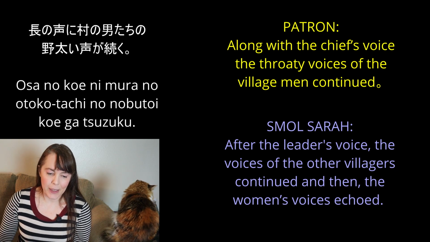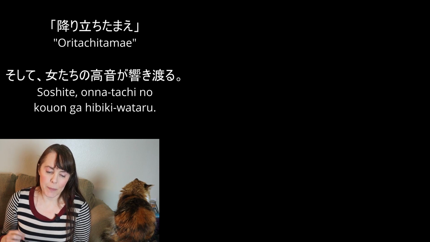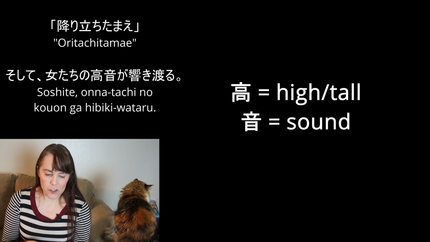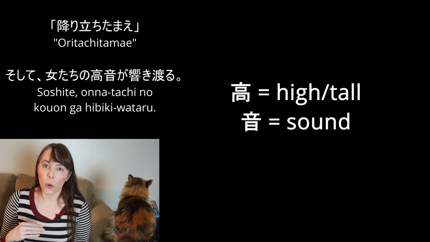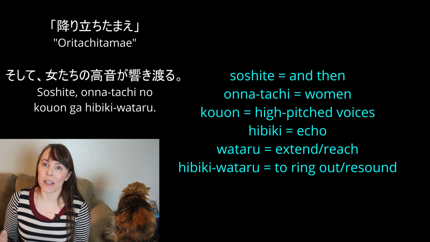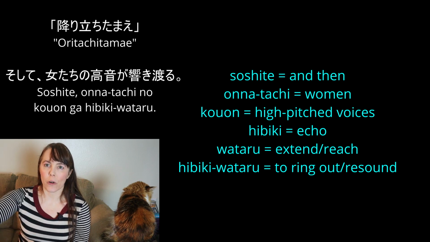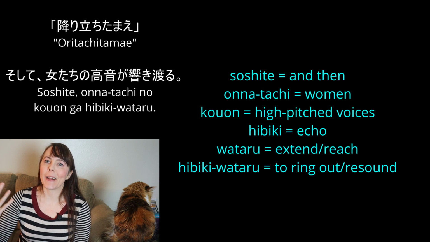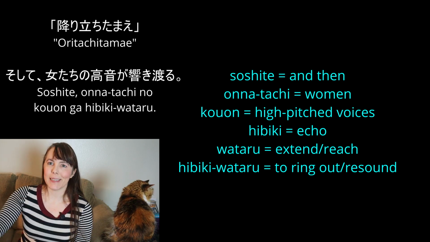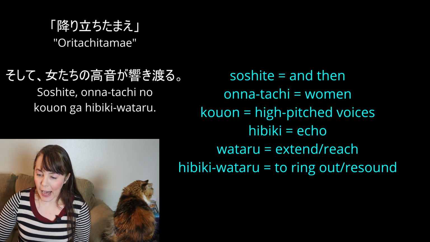So the next descriptive line, after yet another oritachi tamae, そして女たちの高音が響き渡る. So if you look at 高音, that kanji compound, again, it's two pretty elementary level kanji. It's high or tall, takai, and oto or ne, sound. So high sound. Hibiki wataru, again, that's two verbs smacked together. Hibiku is to echo, wataru is to go across, basically. So hibiki wataru would be like to ring out or to echo out, like across the space. And then the women's high-pitched voices rang out, basically.